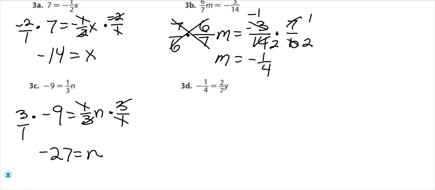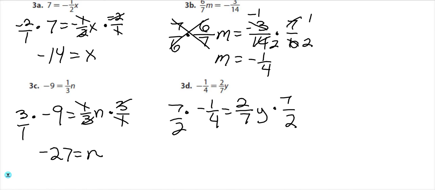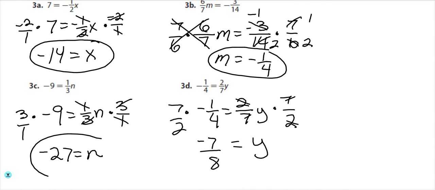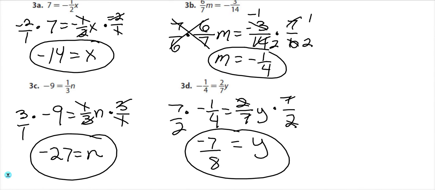All right, last one. We have negative 1/4 equals 2/7 y. We're going to multiply by 7/2. And that's going to cancel these out. Get y. And then we have 7 times negative 1, which is negative 7. 2 times 4, which is 8. So negative 7/8. Okay, let's go ahead and circle these so we can see them really nice. And that's it.